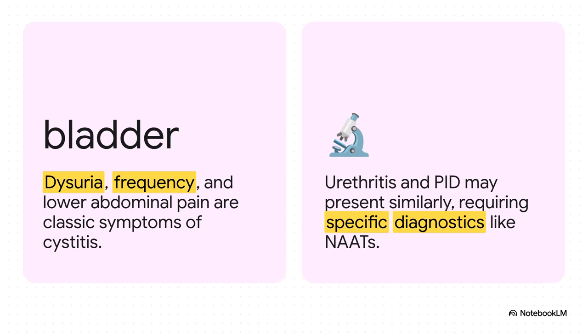But here is an absolutely critical first step. You have to rule out the mimics. Urethritis, for example, can present with symptoms that are nearly identical. That's why specific diagnostics, like vaginal NAATs for STIs, are often essential. And with pelvic inflammatory disease, or PID, while it also causes lower abdominal pain, a key differentiator to look for is pain that gets worse with ambulation, or walking.